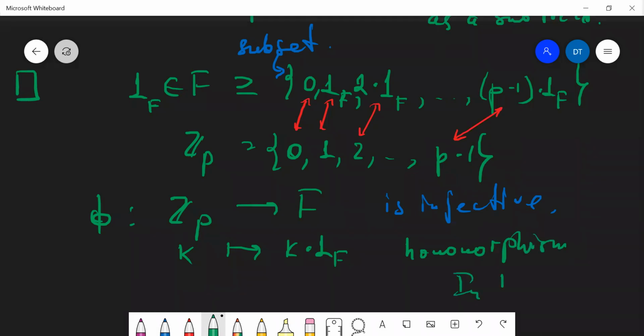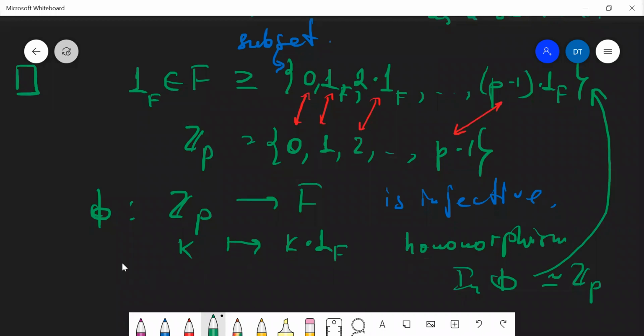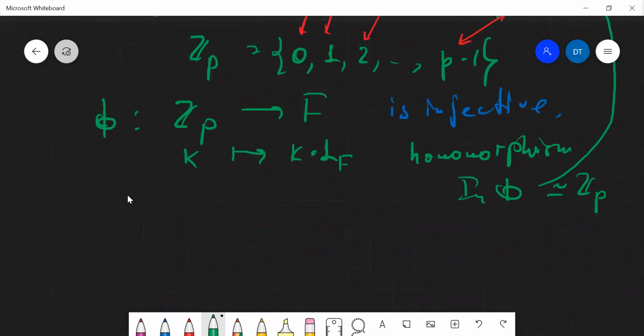then the image of phi will be a subring of F, which is isomorphic to ZP, just by the definition of an isomorphism. So I need to check that this map preserves addition and multiplication. But it's clear how to do this. So let me show you.